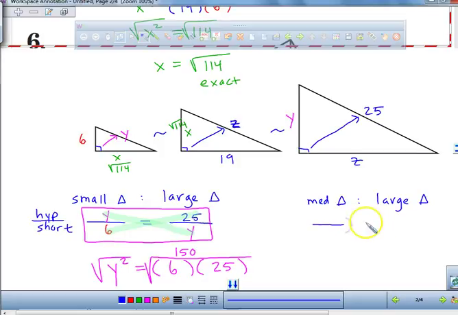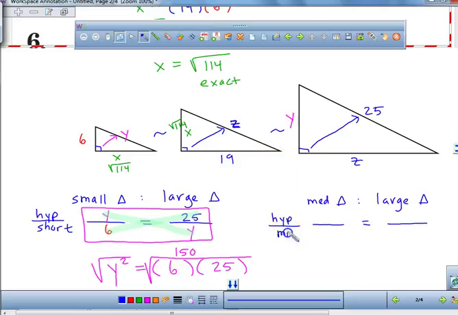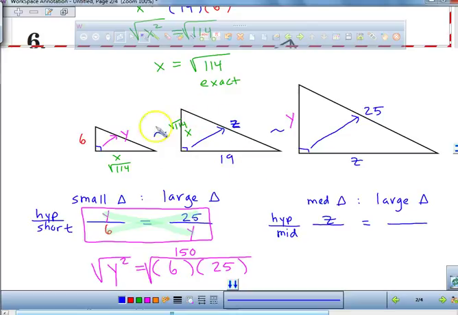Now I'm going to show you which sides we are going to compare. In this one, we are actually going to compare the hypotenuse to the middle leg. I'm going to put mid for middle leg. So we're going to look at the hypotenuse to the middle and set it equal to the hypotenuse to the middle. So what is my hypotenuse in my medium triangle? What's my hypotenuse right now? Z, so I'll put Z. And what is my middle side? 19. And over here, what's my hypotenuse? 25. Very good. And what's my middle side over here? Z. See how we set it up?